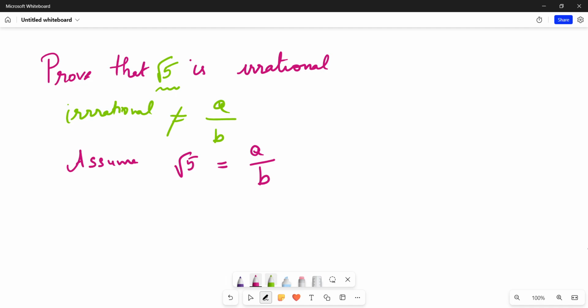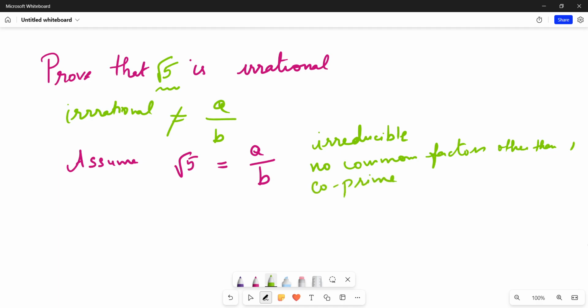meaning if there had been any common factors in a and b, they have been divided. The numerator and the denominator have been divided by those factors, and now this a by b is irreducible in the sense that there are no common factors in a and b other than 1, which also means that they are coprime. No common factors other than 1 means that the numbers are coprime. So this is an important assumption. As I told you, a by b is irreducible form, no common factors other than 1.